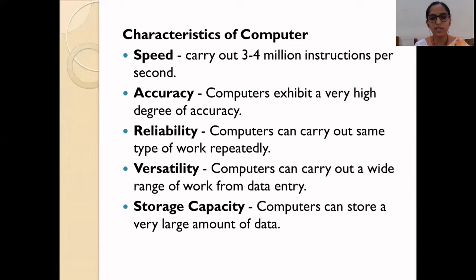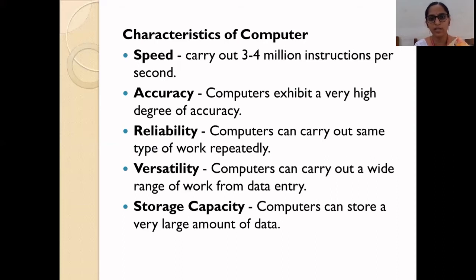Okay, next is storage capacity. As compared to a human being, a computer can store a large amount of data for a long period of time. Okay, a human cannot carry the same data or a large amount of data for a long period of time as compared to the computer.